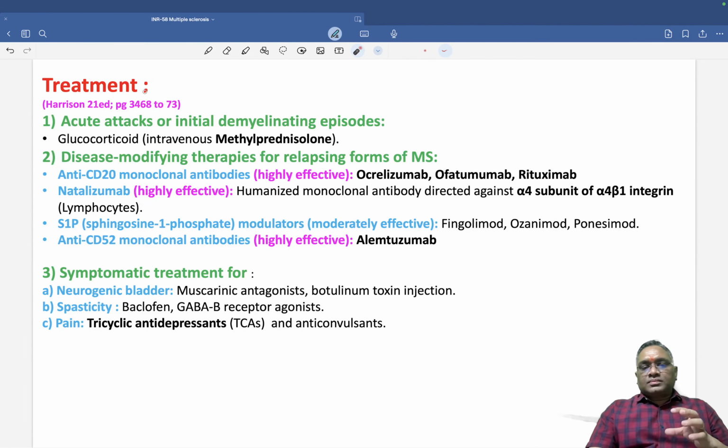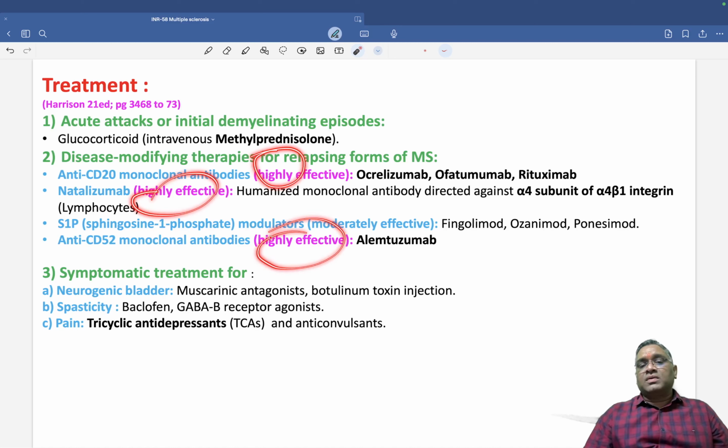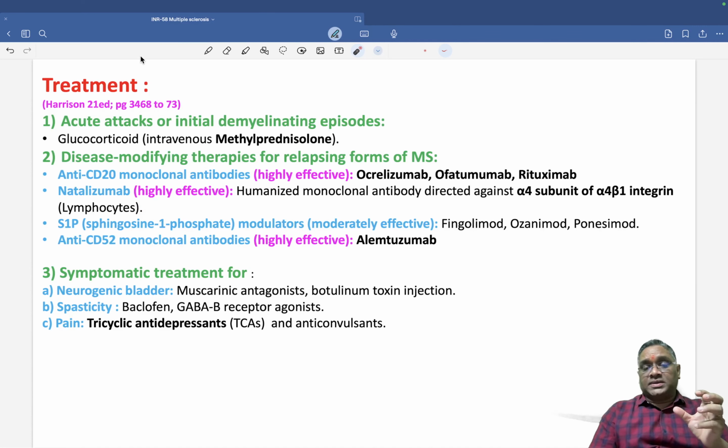Treatment, see, I have highlighted some of the things like highly effective, highly effective. These are the headings of the Harrison. If you open the Harrison and look into these page numbers which I have mentioned, you will find all these things in bold letters and mentioned very prominently, so the examiner can ask you. So I am dividing treatment into three portions: acute attack or initial demyelinating episodes, disease modifying therapies for relapsing form of MS, and third one is symptomatic treatment.